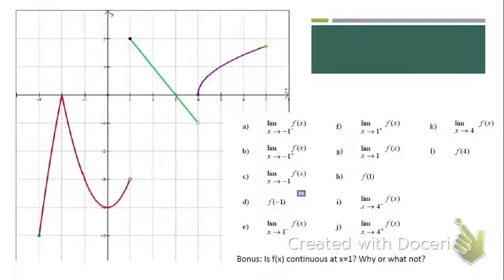So we got 1, 2, 3, 4, 5, 6, 7, 8, 9, 10, 11, 12. 12 questions. It shouldn't take you more than 30 seconds a piece because you're just looking at a graph. So I'm going to give you 5 minutes. Don't leave any of them blank. Take a guess. And if it's wrong, you just erase it.